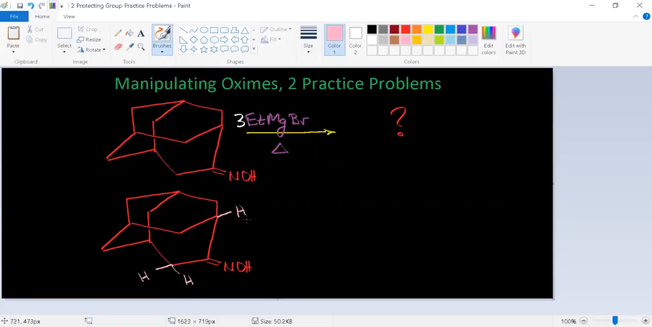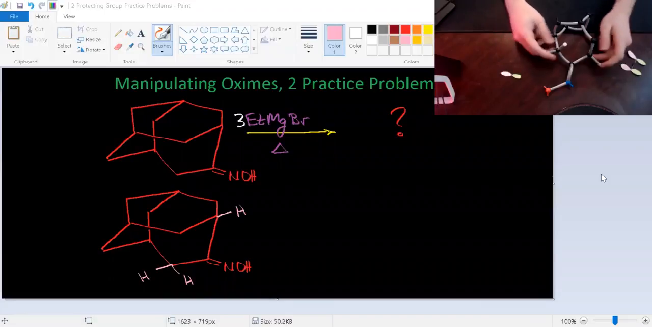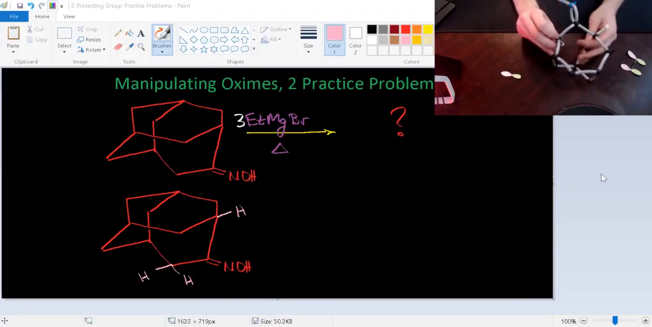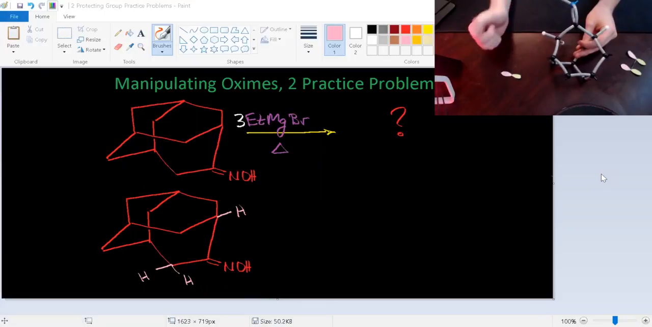But those hydrogens are in a 7-member ring, so it's not very intuitive, at least at first, which way those hydrogens are pointed. So it'd help in this case to use a model kit. Let's go ahead and bring out our model kit real quick. So here's our model. We have our 7-member ring, so 1, 2, 3, 4, 5, 6, and 7.